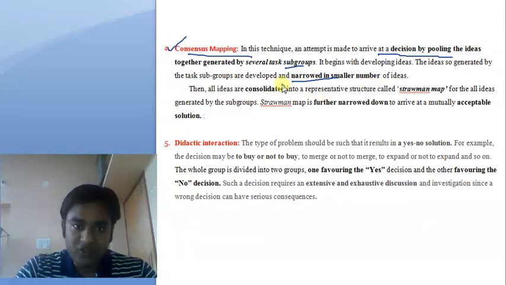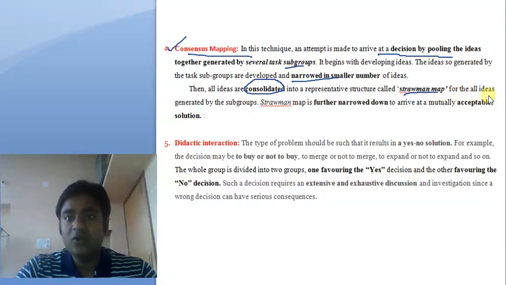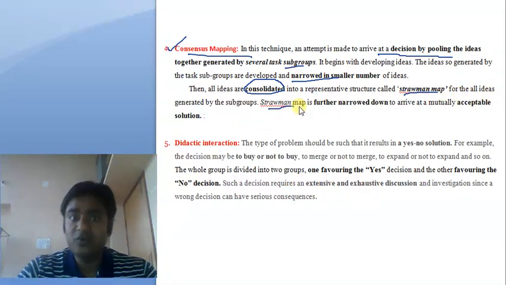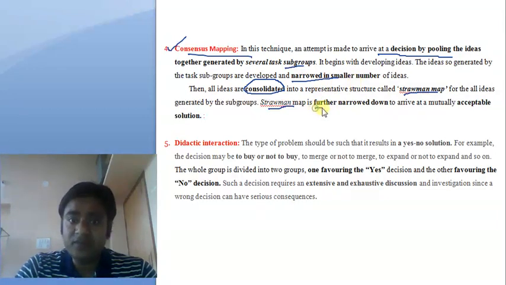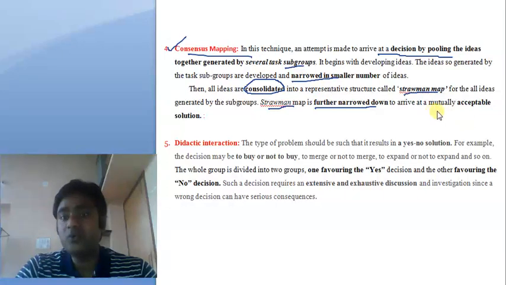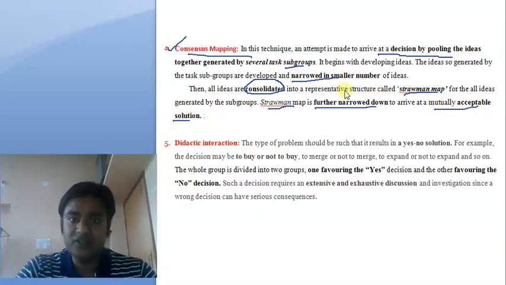This consolidated set of ideas is known as the straw man for all the ideas. This straw man map, a reduced number of ideas, is again narrowed down further to arrive at a mutually acceptable solution. So that is the solution.